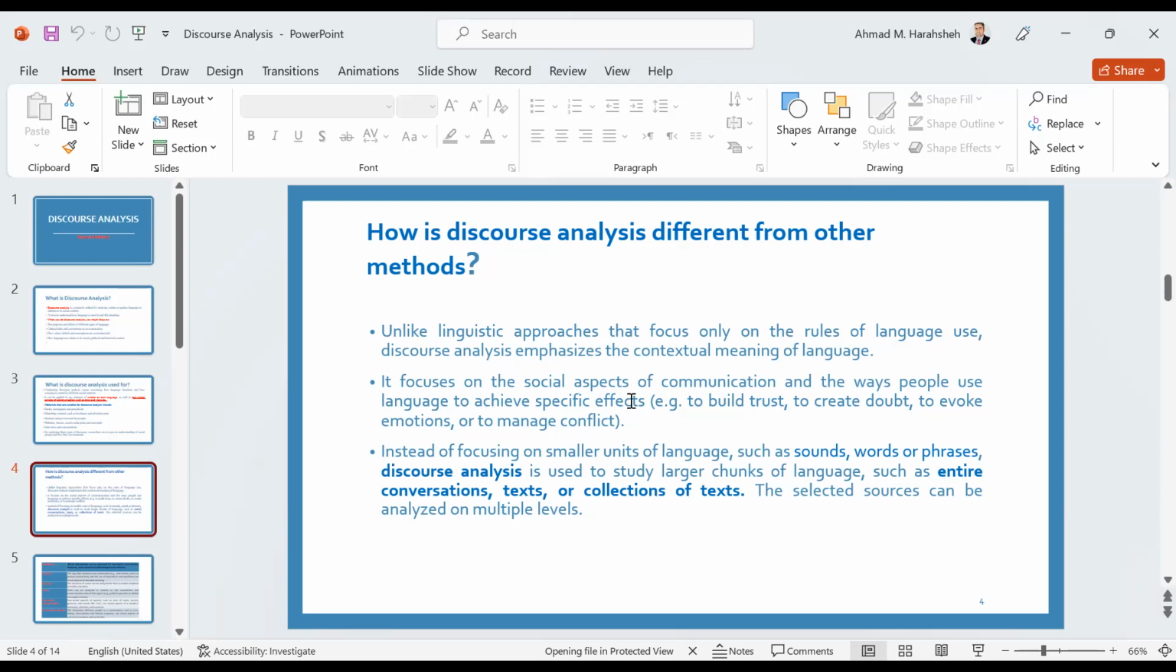When you quote a term, for example, from a novel, you have to provide us with 2-3 lines of the context of situation. This sentence was said by X and he was drunk, or he was, for example, happy, he was at a funeral, he was at a wedding party, etc. You have to give us the context of situation. Instead of focusing on smaller units of language, such as sounds, words, phrases, discourse analysis is used to study large chunks of language, such as entire conversations. Text, we are dealing here with text, with conversations in general, collection of text, and so on.